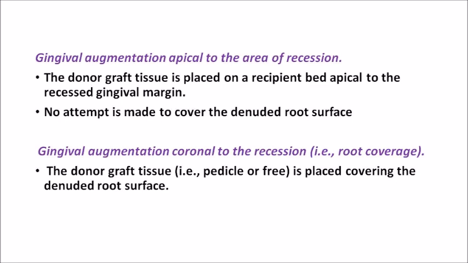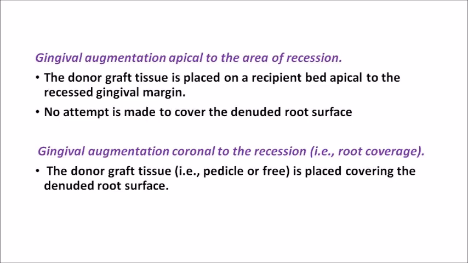Gingival augmentation can be apical to area of gingival recession or it can be coronal to the area of recession. When we augment apical to the area of recession, the donor graft tissue is placed apical to receded gingival margin. Here, there is no attempt made to cover the denuded root surface. The root surface is exposed, but our intention is not to cover this. It is to increase the width of the attached gingiva or the keratinized tissue.